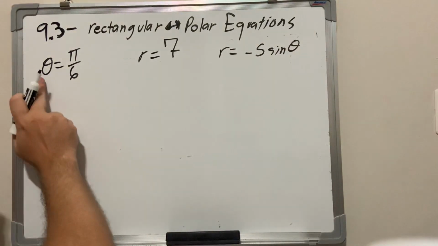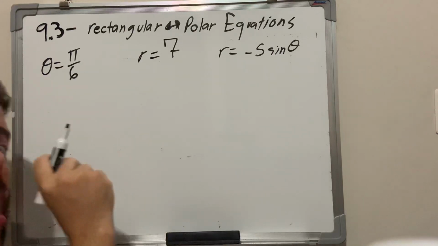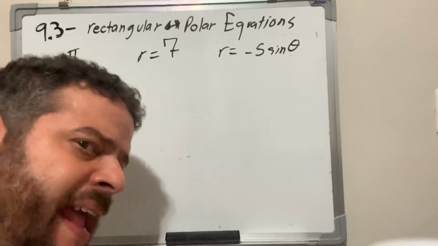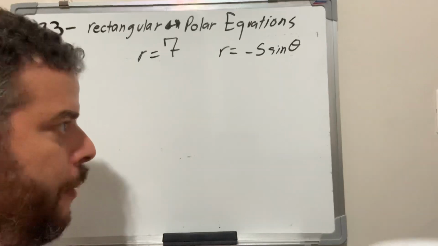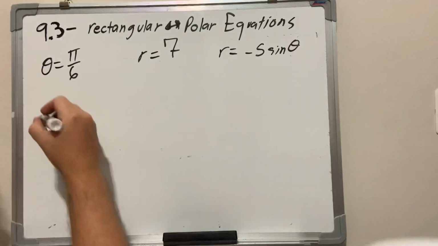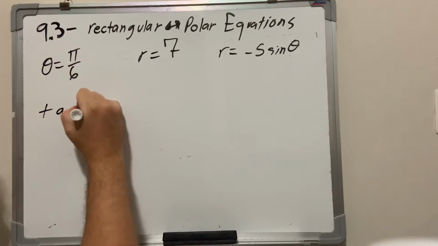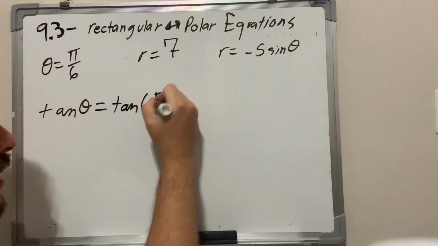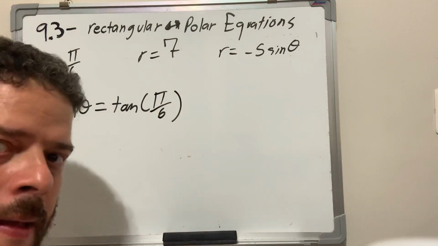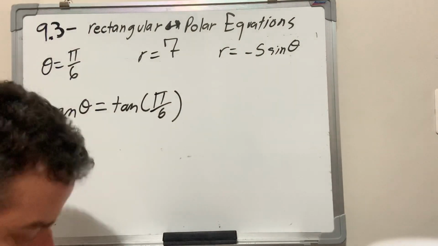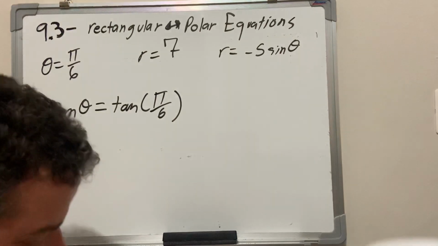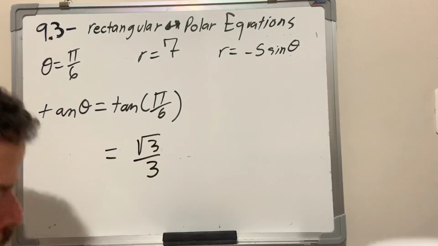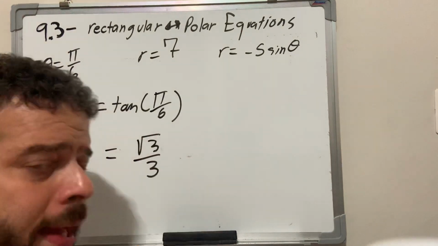Whenever you're given an angle but no distance, always find the tangent of both sides. Why? Because that's how it works. And since I find the tangent of one side, I have to find the tangent of the other side. Now, if you look at the unit circle, tangent of pi over 6 is the same thing as square root of 3 over 3. I'm done on the right-hand side.